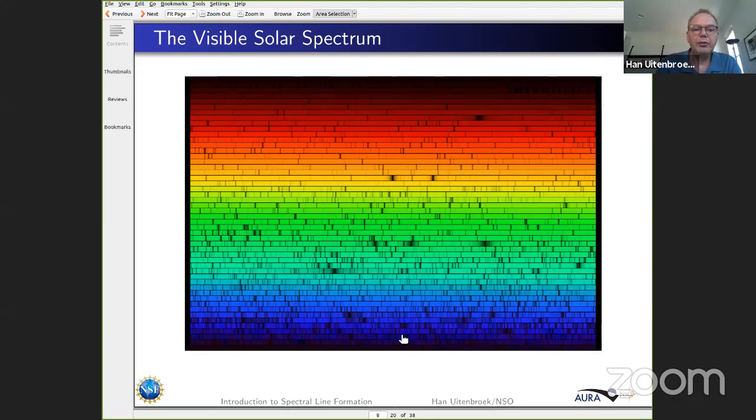Each of those have different properties. Some of them form at deeper layers, some of them form at higher layers, some of them are sensitive to temperature more than others. Some of them have more magnetic sensitivity. All of these properties of these spectral lines can be used to measure properties of the solar atmosphere once we understand the theory of this.